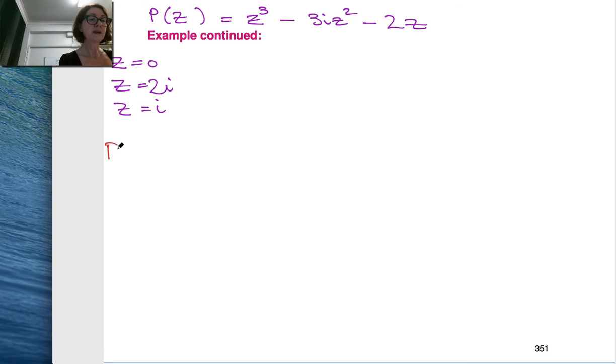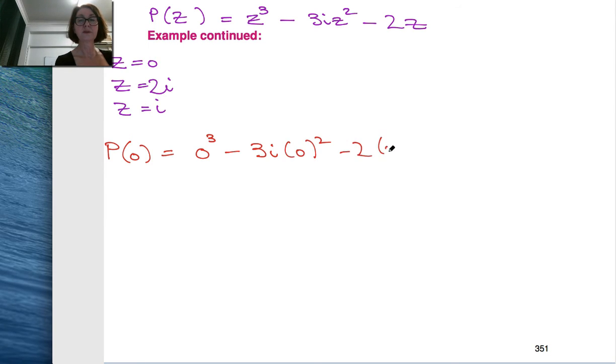So when Z equals 0, P of 0 equals 0 cubed minus 3i times 0 squared minus 2 times 0. So this is certainly 0 minus 0 minus 0. So that equals 0. So the first one works.